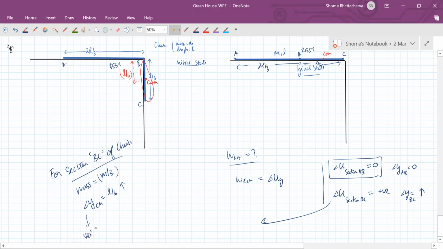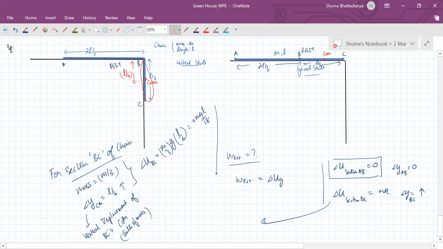This is the vertical displacement of the BC section center of mass. Okay. So is this concept clear? So from this, delta U for the section BC will become mass into g into vertical displacement. So now you substitute this here.